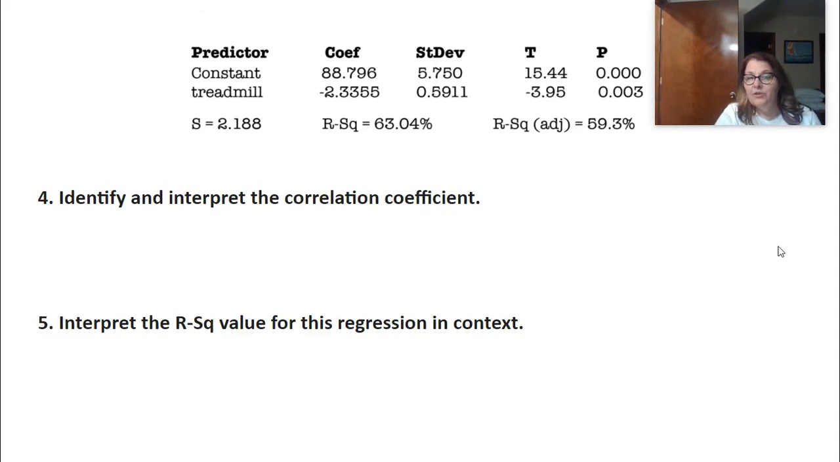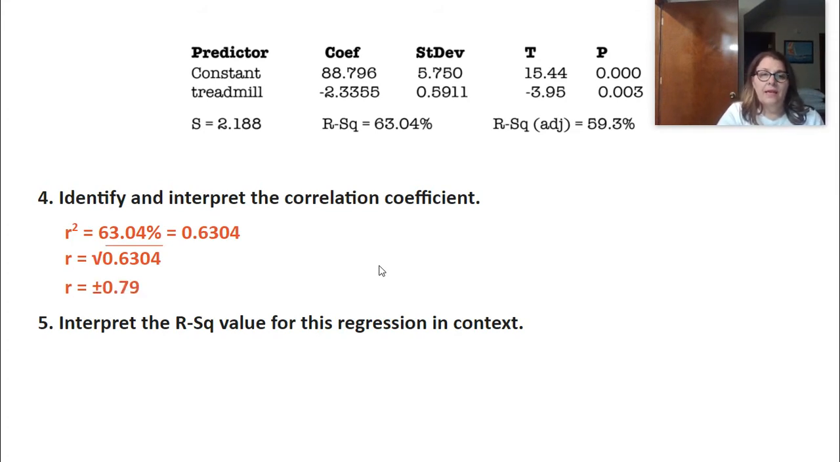So identify and interpret the correlation coefficient. Well, it says right there r squared, so r squared is 63.04%. Remember, you have to change it to a decimal, and then you take the square root, and of course it's plus or minus. Now remember, it is going to be direction, and since our slope is negative, that means that r is going to be negative. So we know it's going to be negative 0.79.